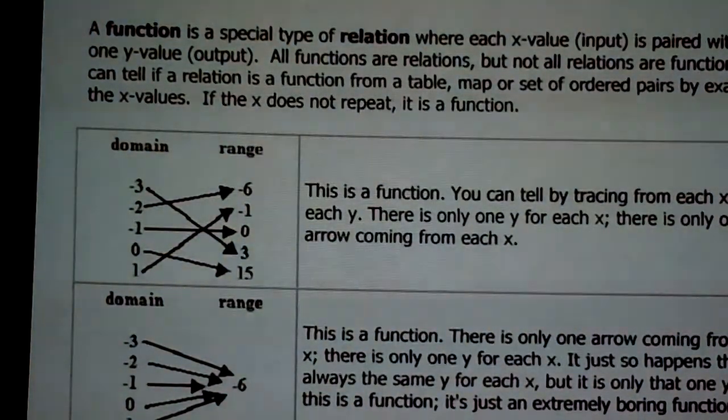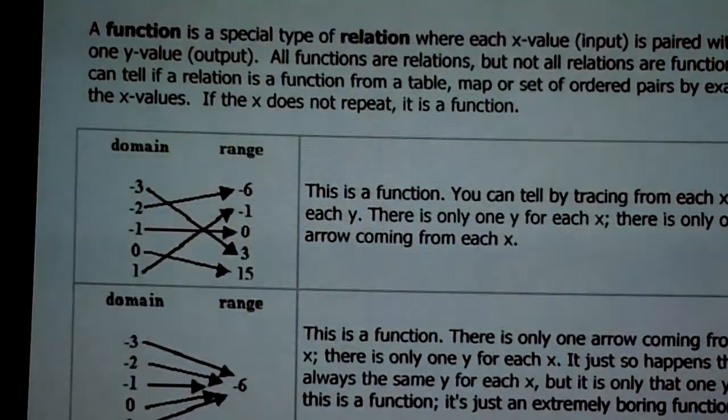So a function. We talked about all the different kinds of relations and ways to express relations. A function is a special type of relation where each x value, input, is paired with only one y value, or output. No cheating in this relation. All functions are relations, but not all relations are functions. I know, it's hard to take in. So every single function that you see, if it's a function, it's automatically a relation.